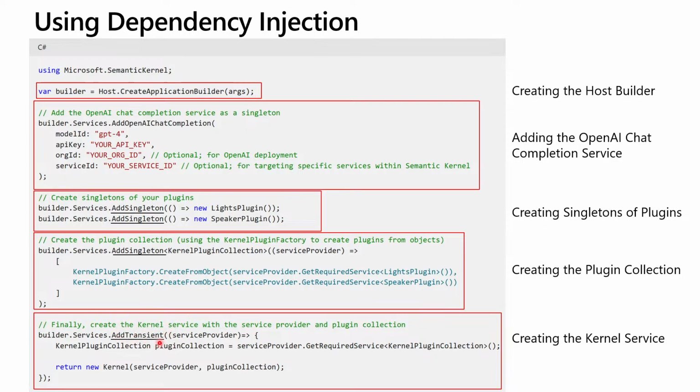Then finally create the kernel. This one is transient. As I told you, we recommend creating the kernel as a transient service, so it is disposable at the end of each request. But as I told you, it's very lightweight. You don't need to worry about the memory usage of this kernel object. It will not be a performance concern for you.